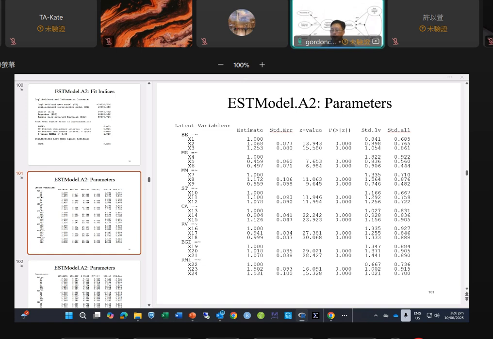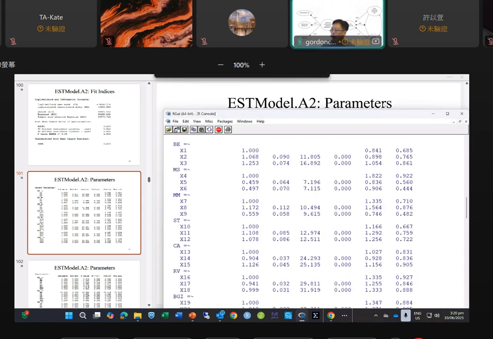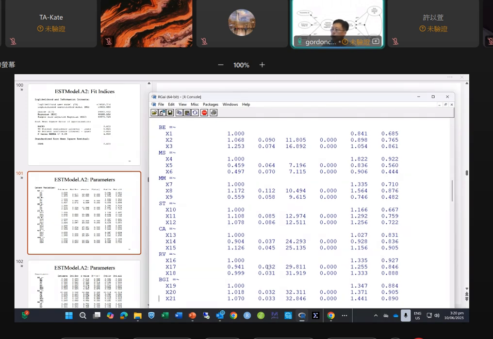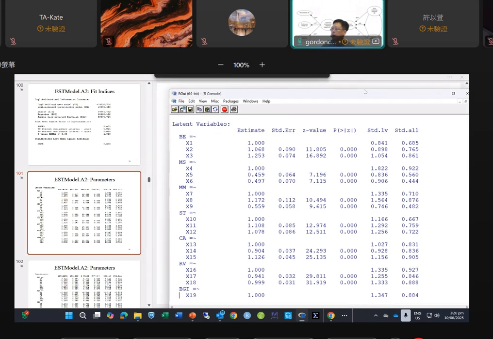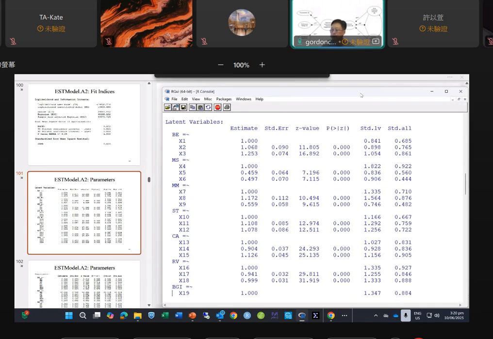What that means is MLR and ML, maximum likelihood with robust standard errors, MLR, and maximum likelihood will give you the same estimates, but it will only adjust the standard errors. It will only adjust the standard errors. So MLR provides you with better standard errors because it can handle some deviation from normality.